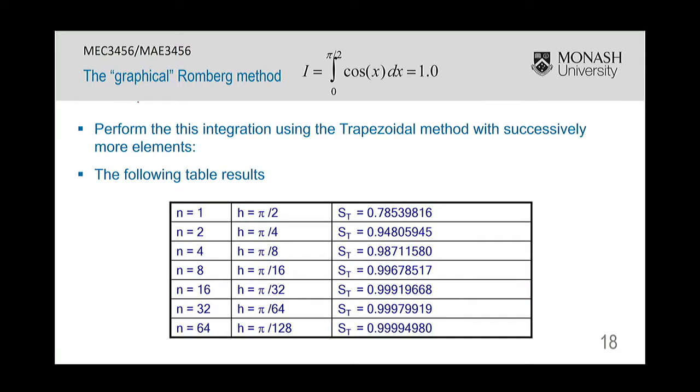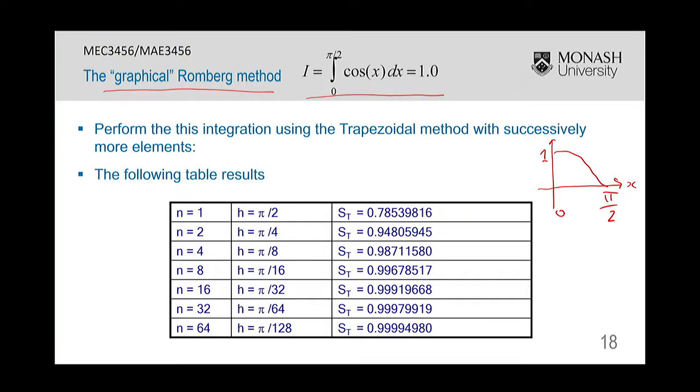So we're going to use the graphical Romberg method, that's what this method is called, and have a look at this integral here. It's just the integral of cos from 0 to pi on 2, and whoops, sorry about that.